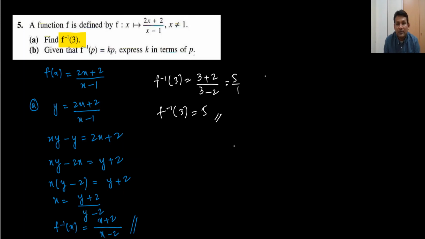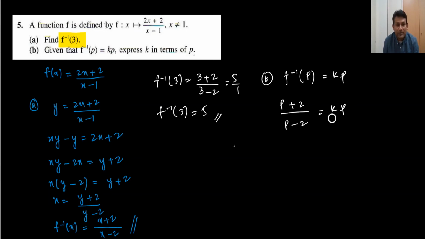Part B is f inverse of p is equal to kp. So it means in the place of x, I will write p plus 2 divided by p minus 2 is equal to kp. And what they asked is to express k in terms of p. So we have to make k the subject. So p plus 2 is equal to kp times p, which is kp squared, and then minus 2kp.